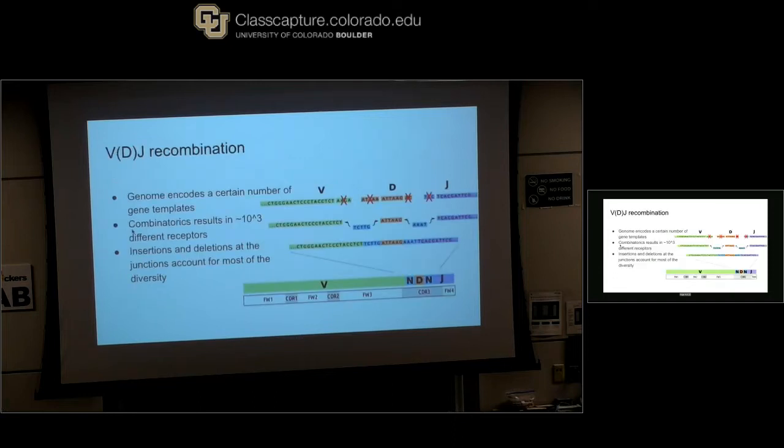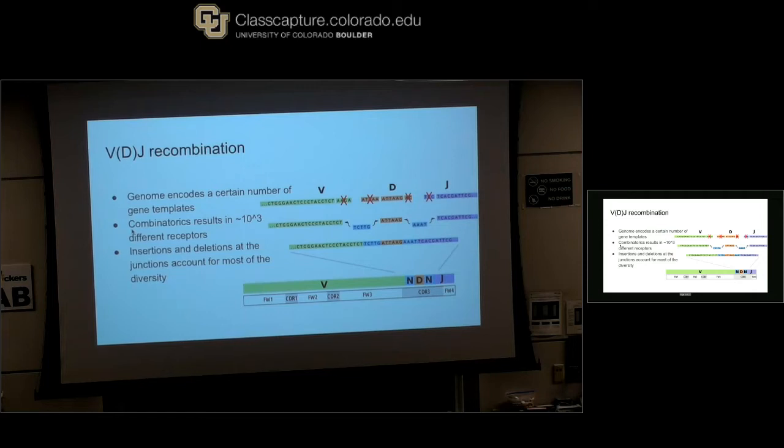Here, the genome has some templates called V, D, and J. One of each of these templates is taken. This is a combinatoric process. It generates around 10 to the 3 different possibilities. However, it's not enough. So in the junctions, some nucleotides are eliminated and some others are inserted in a non-templated way. And it's actually this process that gives the diversity that we need.